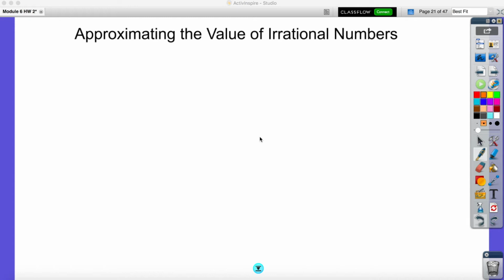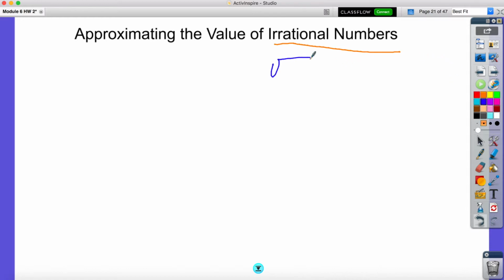Hey guys, today what we're going to be doing is approximating the value of an irrational number. As a reminder, irrational numbers are numbers that are decimals that do not repeat. Today we're going to be looking at the square roots of non-perfect numbers, and that will give us an idea of that, okay?